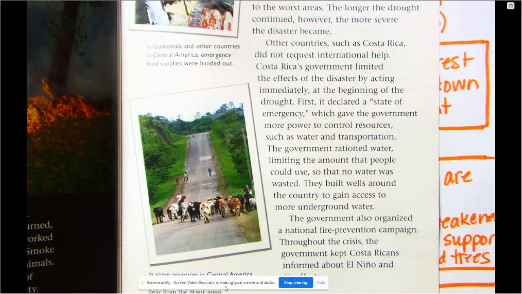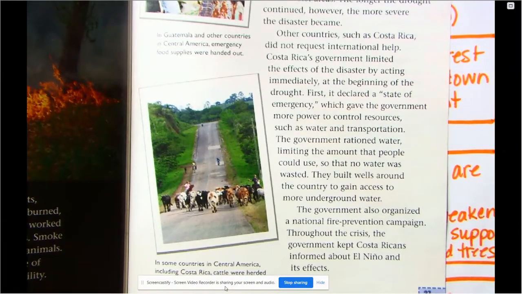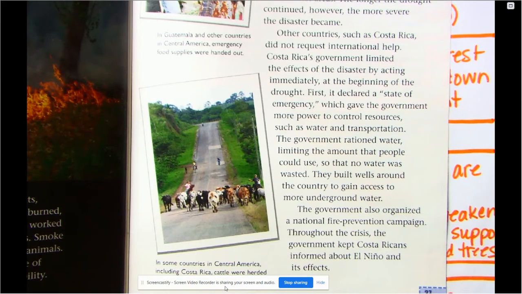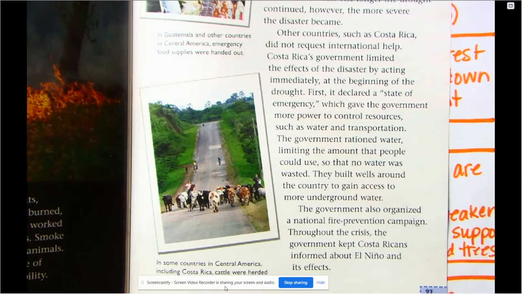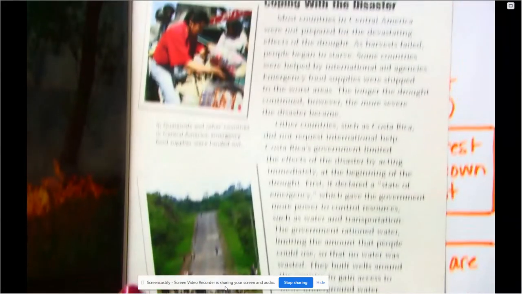They built wells around the country to gain access to more underground water. The government also organized a national fire prevention campaign. Throughout the crisis, the government kept Costa Ricans informed about El Nino and its effects. So they were able to do some things to help out.